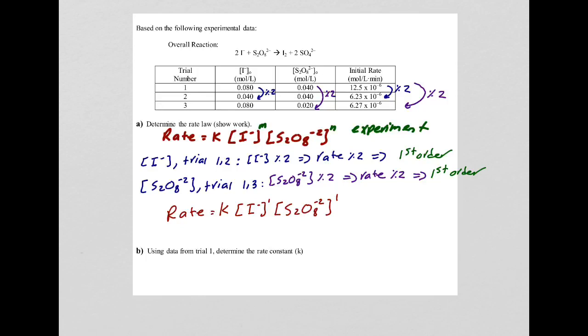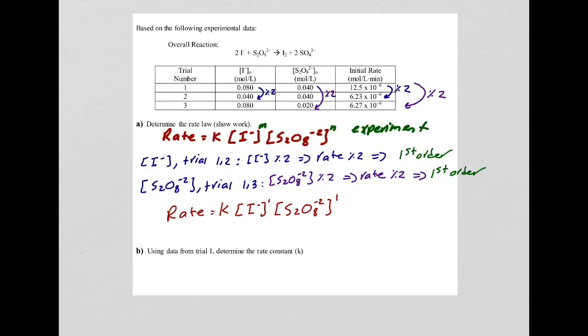It doesn't matter which trial, which experiment you pick to figure out the rate constant. Here I told you to use trial one so we're on the same page, but if I hadn't told you, you can use any of them to figure out the rate constant. Now, you know how to do this because the hardest part was to figure out the rate law. Once you have the rate law, then you can use any of the trials to plug it in and figure out what K is.